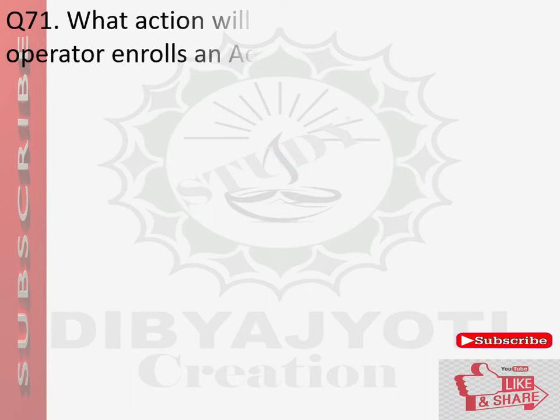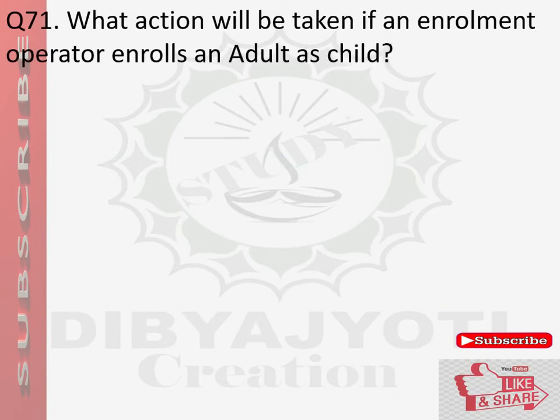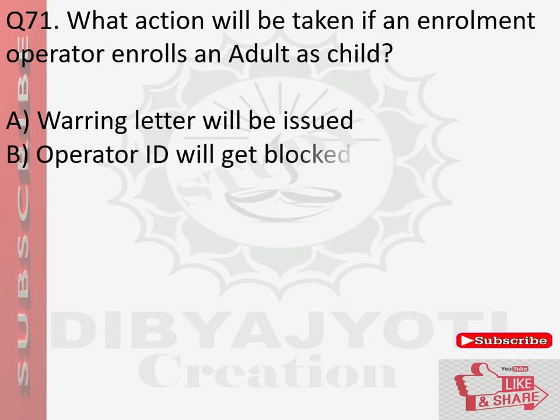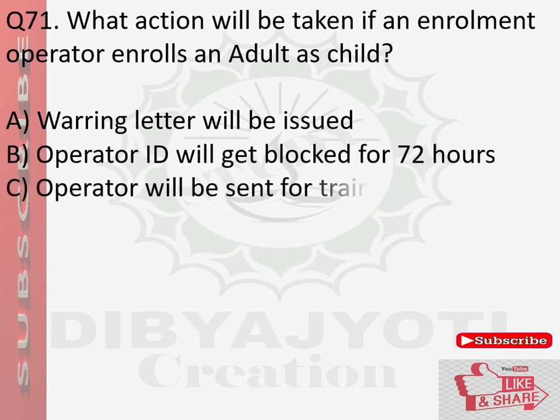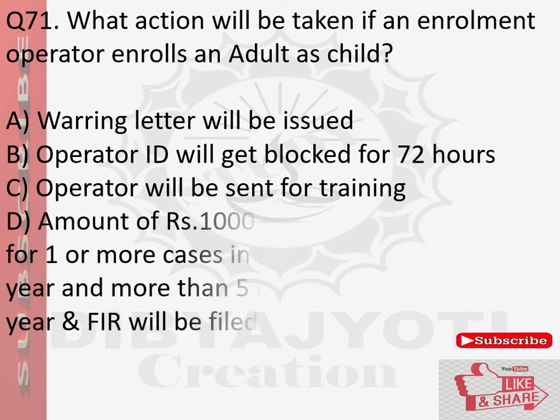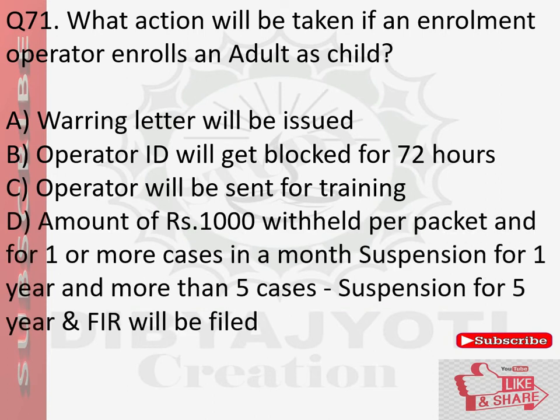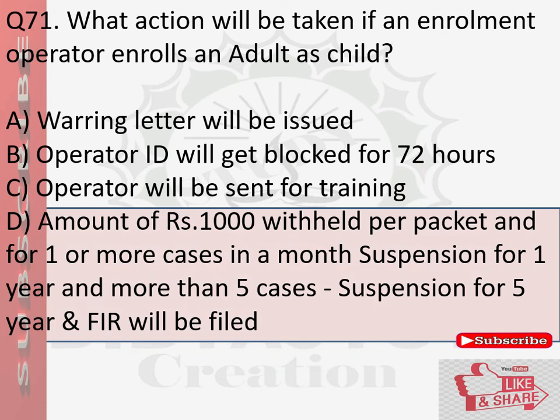Then next, what action will be taken if an enrollment operator enrolls an adult as a child? Option A, warning letter will be issued. Option B, operator ID will get blocked for 72 hours. Option C, operator will be sent for training. Option D, amount of rupees 1000 withheld per packet, and for one or more cases in a month, suspension for 1 year, and more than 5 cases, suspension for 5 years, and FIR will be filed. And the answer is option D.